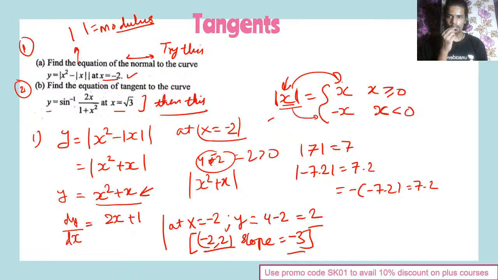The question is, find the equation of tangent to the curve. This is the equation: sine inverse 2x upon 1 plus x square.